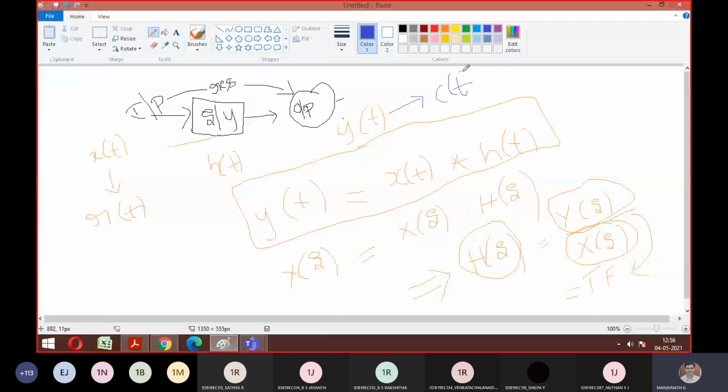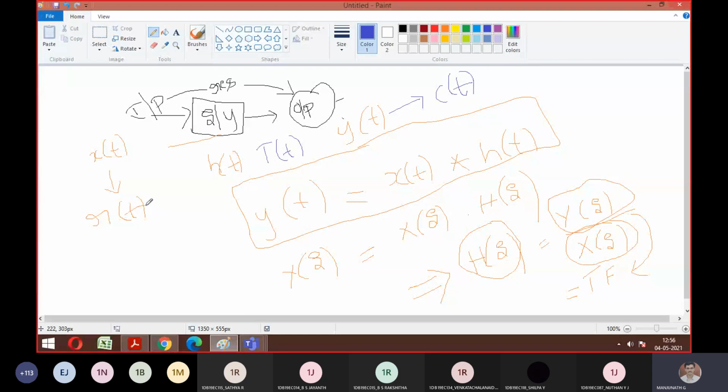That's why I'm representing x of t as r of t as input and y of t as c of t as output. And the transfer function, the response we took as h of t, they are going to consider as capital T of t. So these are the three terminologies you have to remember from now onwards.